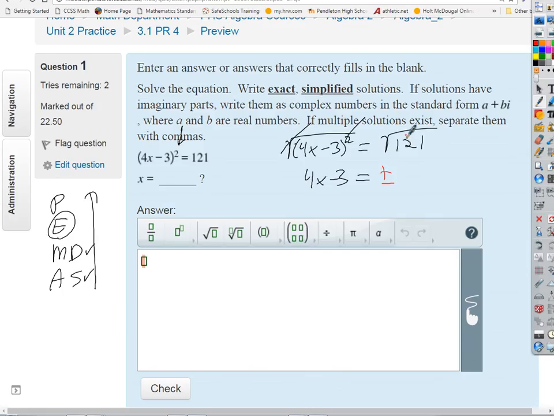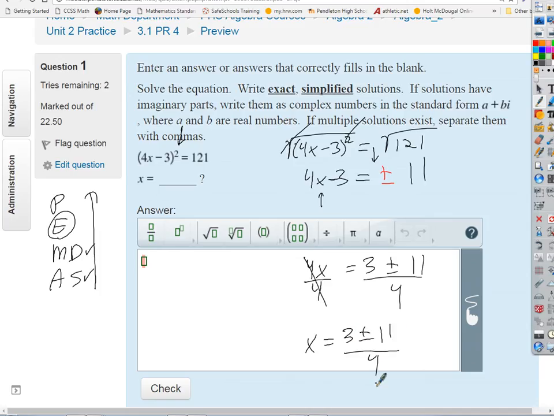Whenever I square root both sides of an equation, I get the plus or minus, and the square root of 121 is 11. So then if I have 4x minus 3 equals plus or minus 11, to isolate the x, here's the way I like to do this. We're going to add 3 to both sides, but we'll put the 3 in front of the plus or minus. So we get 4x equals 3 plus or minus 11, and then I'll just divide each side through by 4. So what do we get then? We get x equals 3 plus or minus 11 over 4.